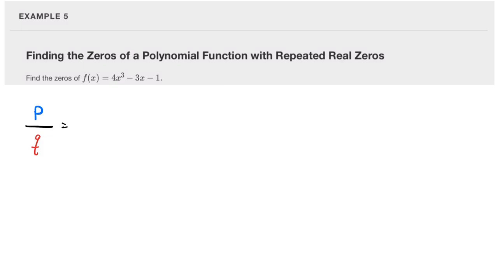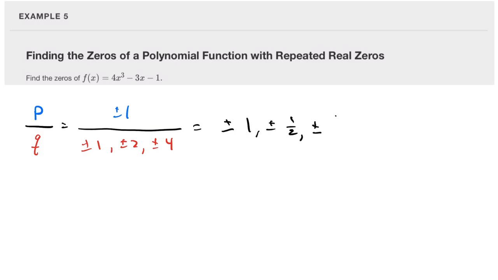So let's start off with q. The leading coefficient is a 4. The factors are plus or minus 1, plus or minus 2, and plus or minus 4. The factors of our constant term are just plus or minus 1. So the list of possible rational zeros is plus or minus 1, plus or minus a half, plus or minus a fourth, or a quarter.